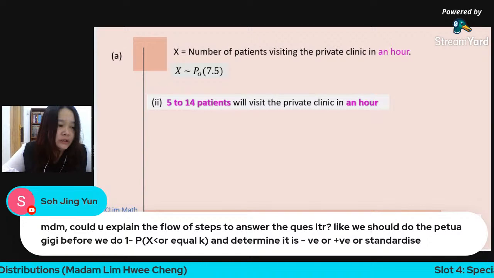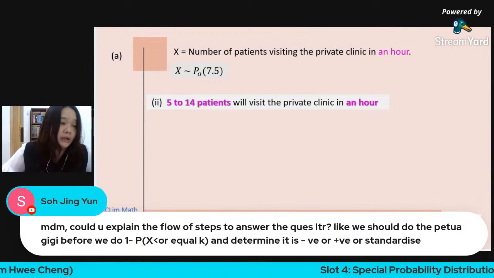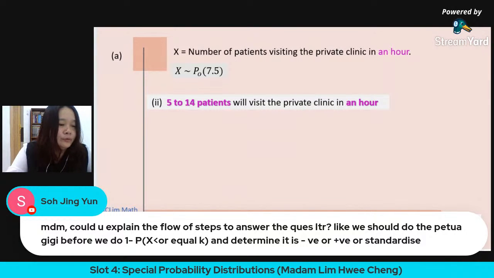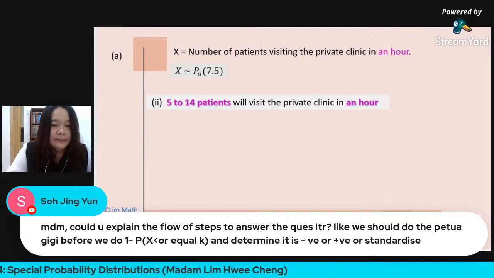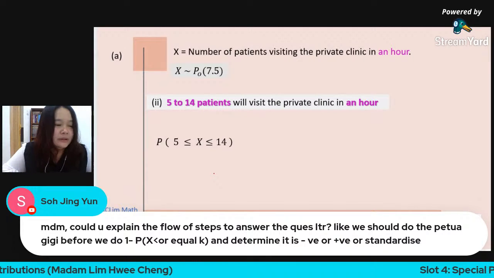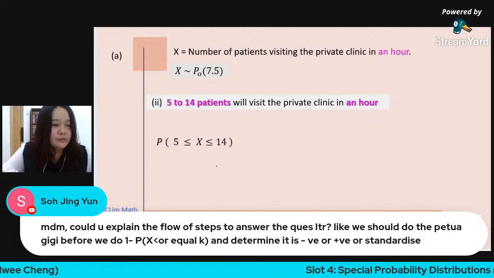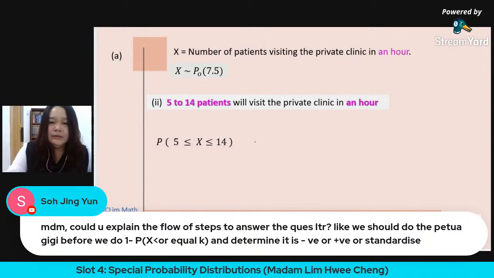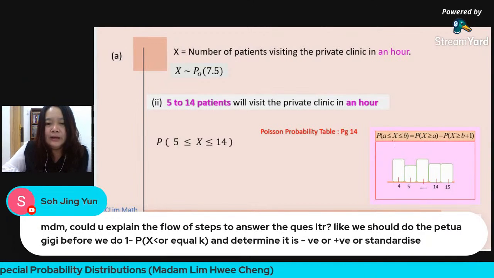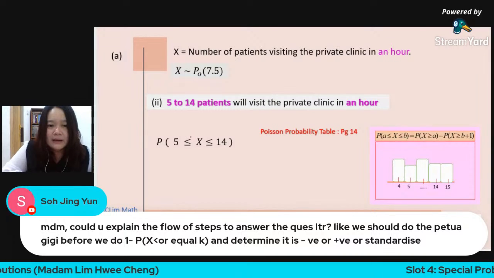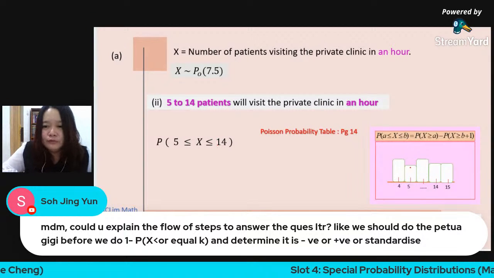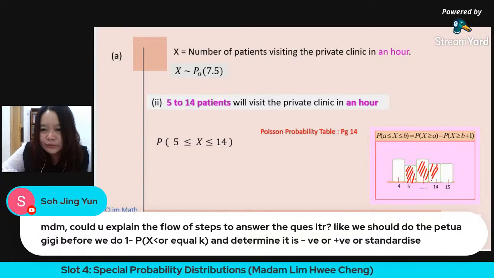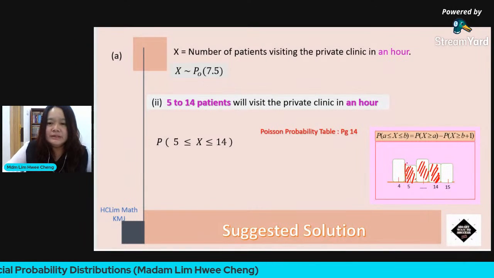For the correction of continuity part only, we need to do the normal bell. For example, this question, 5 to 14 patients. How am I going to use the petua gigi palsu? I want to write the formula of this because I want to read from the table. Basically, I will draw like this. First step, I draw my gigi first. 5 to 14 means I am going to include 5, 6, 7 and so on until 14. This is the region that I want.